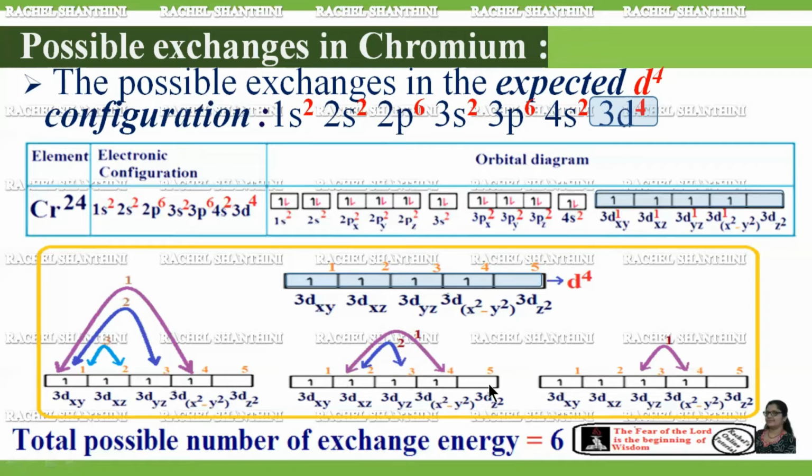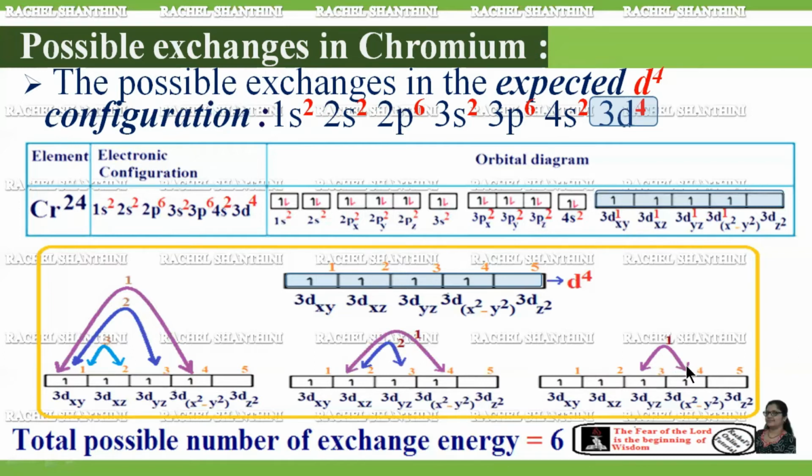1 and 2. Now coming to the third diagram, we could see the exchange between the third and the fourth. Exchange between the third and fifth could not take place because there is no electron. The fifth place is empty over here.